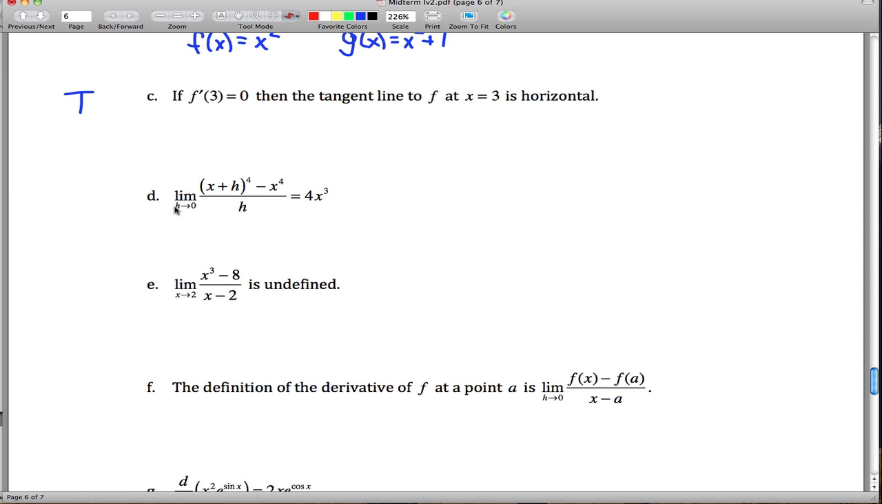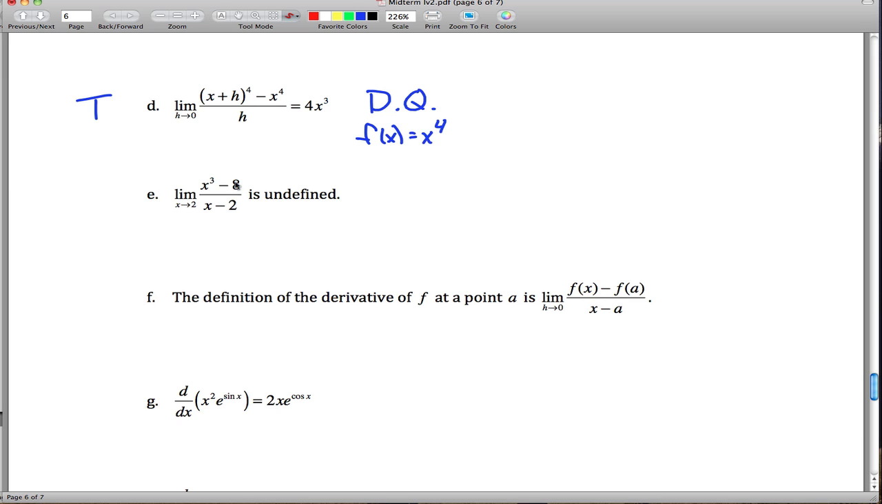Part D. This big mess equals 4x cubed. You can expand things all out and simplify, and you will in fact get this answer, but a quicker way to do it is to recognize that what we have right here is the difference quotient. Specifically, it's the difference quotient when f of x equals x to the fourth. So what this limit will be equal to is the derivative of this function, which in fact is 4x cubed. So this is true also.